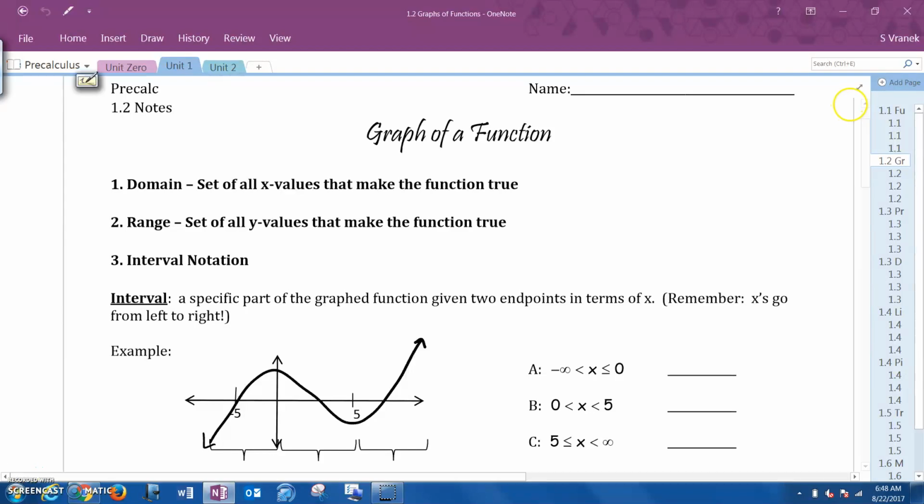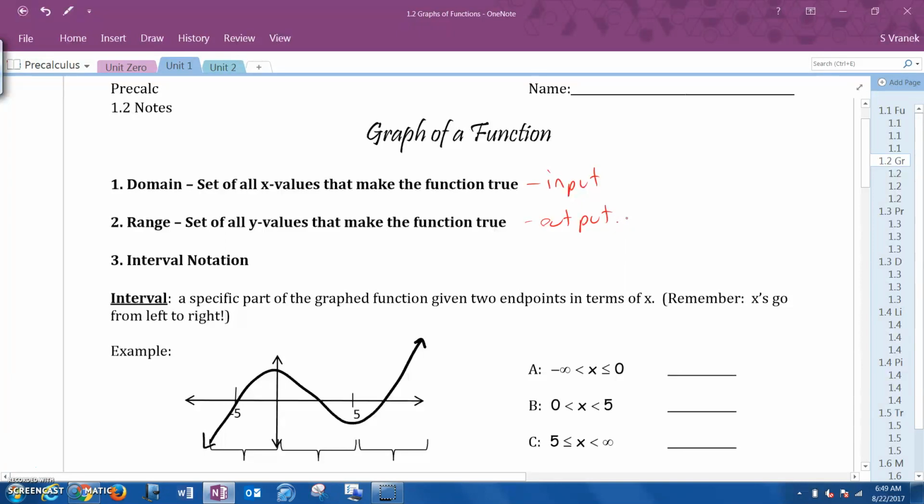Alright class, this is the second day of Unit 1. This is a graph of a function. First of all, let's just remember that the domain is the set of all x values that make the function true. It's also, if you want to think about it, your input. Range, again, are the outputs or the y values that make the function true. So the output, we talked about that yesterday.